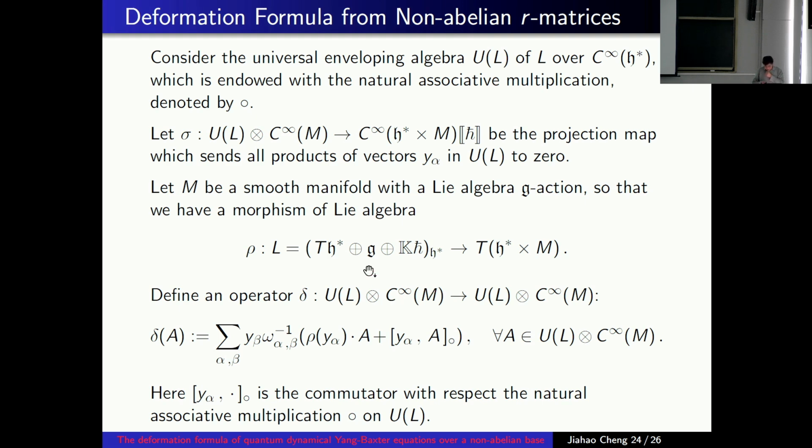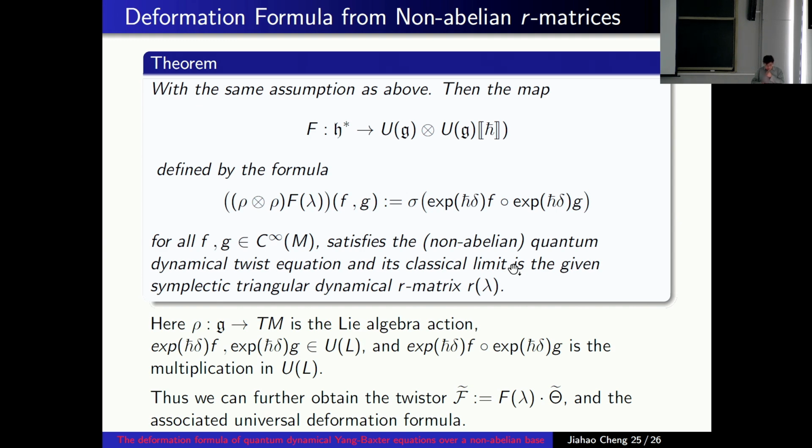Then you get something new on the right-hand side, but in this case, it could contain some component in UL. So in UL, you take the exponential of h bar delta. So you can see that this will belong to UL with many y alpha factors. Since this belongs to UL, you can just take their multiplication in UL, and then you send all this y vector to 0. Then you take this sigma map.